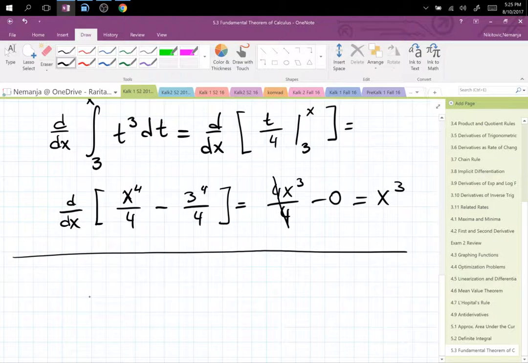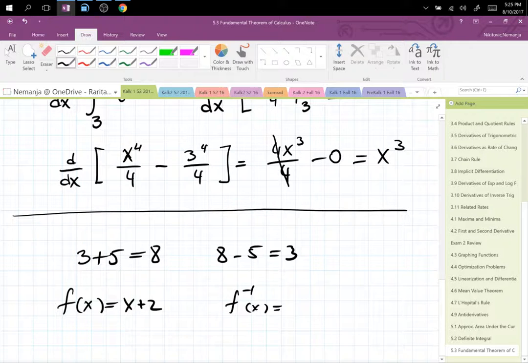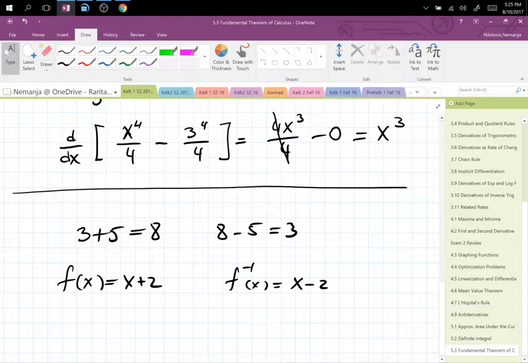You know that, let's say, 3 plus 5 is equal to 8, and then 8 minus 5 is equal to 3. You also know that if you're using a function, let's say f of x equals x plus 2, and you're using its inverse, which in this case is x minus 2, you can plug in, let's say, 10 over there. You will get 12. When you plug 12 over here, you get back 10, right?